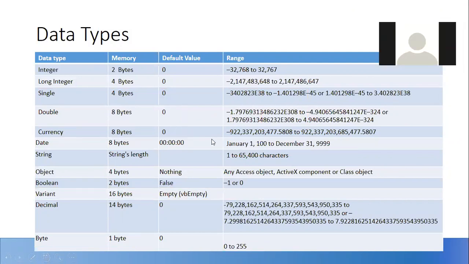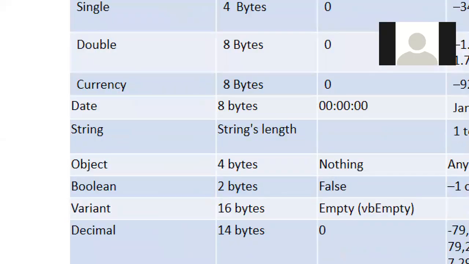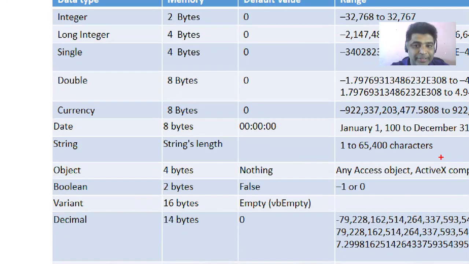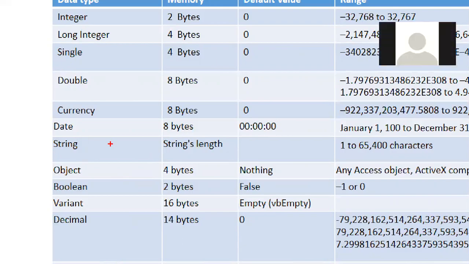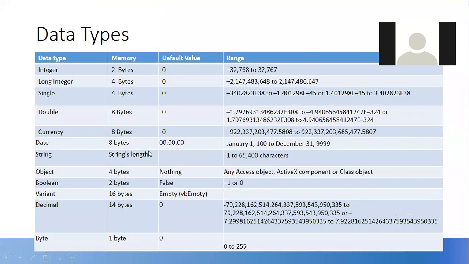Similar to varchar, do we have anything like that here? Yes, we have string. String can store from 1 to about 65,400 characters, a length of around 65,536 characters. Again, it is dynamic. If I store, say, Sam, it is going to occupy 3 bytes of memory. String is equivalent to your varchar.